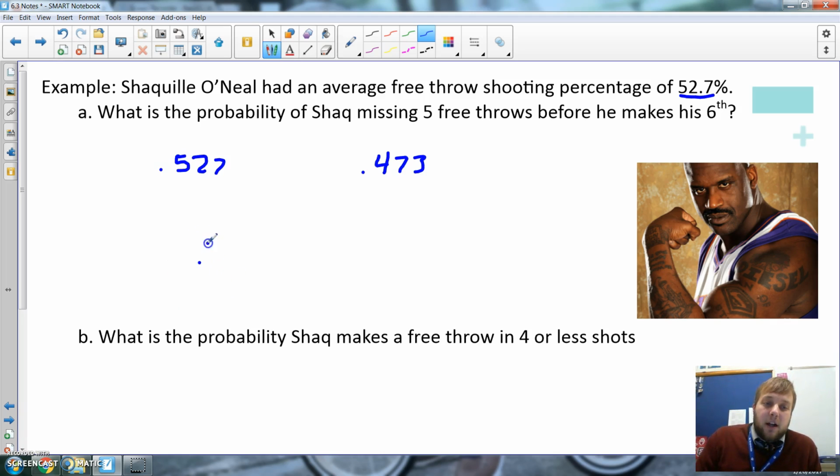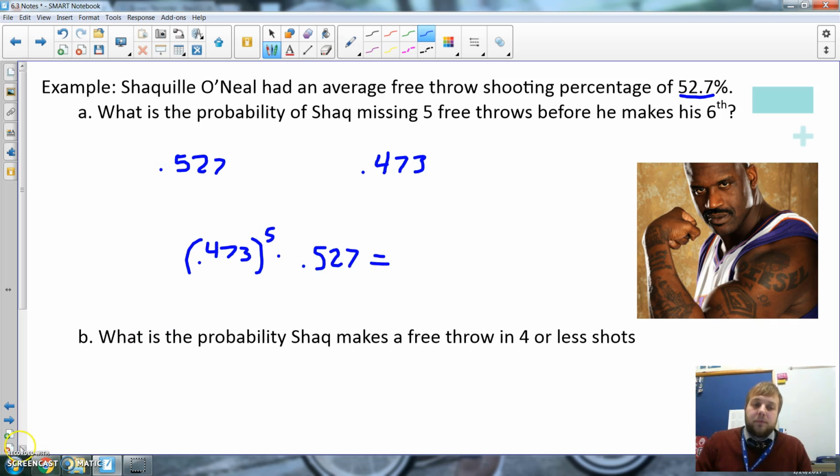So that means he has to fail. How many times does he have to fail? And instead of writing this out 5 times, I'm just going to go like this. He fails 5 times, and then he succeeds. What is that probability? The probability he makes it to the 6th shot before making a free throw is 0.0125. Now, that's not very good odds, but that means it has to happen on the 6th time.